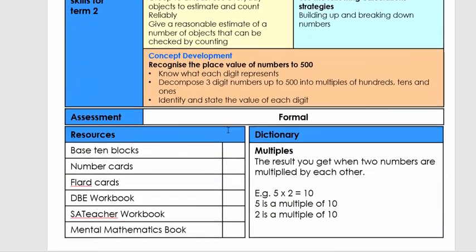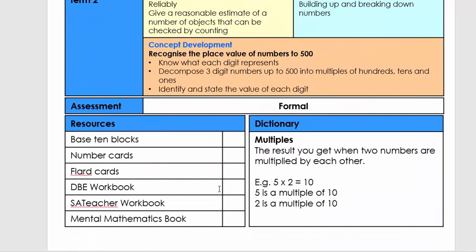And then the next part is all the resources that we're using, and then the dictionary. The dictionary is simply to help you to understand words that we're going to use in this lesson. Please note that the learners don't have to study these words.